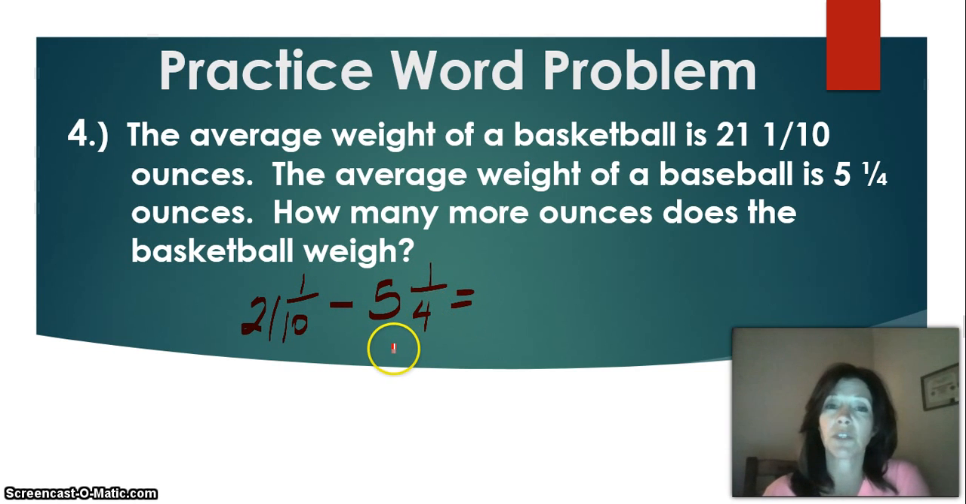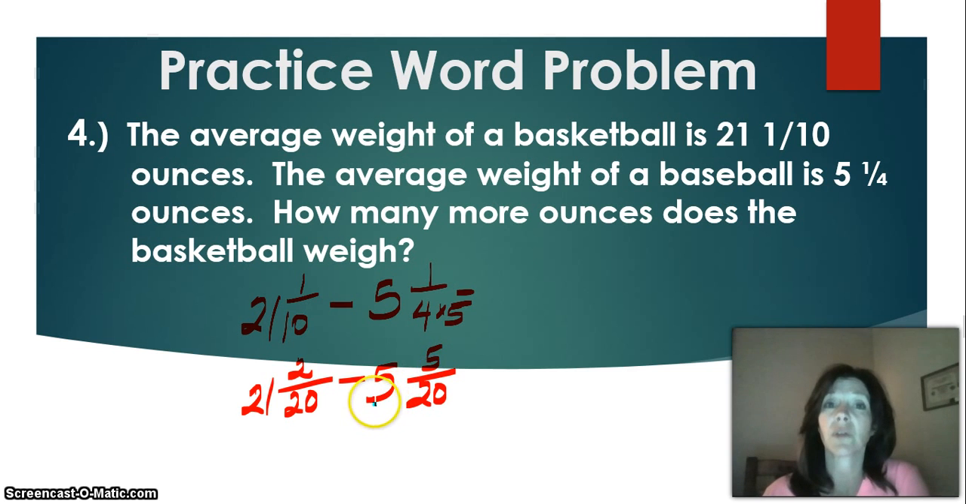First things first, what did you do to figure out a common denominator? Some of you might have come up with 40 as a common denominator, but it has a smaller one too. You could have figured out that 20 was the common denominator. So then your problem would have been 20. 10 times what is 20? 2. So 1 times 2 is 2. So you have 21 2/20 minus, you're going to multiply 5 here to get 20. So this is 5 5/20.